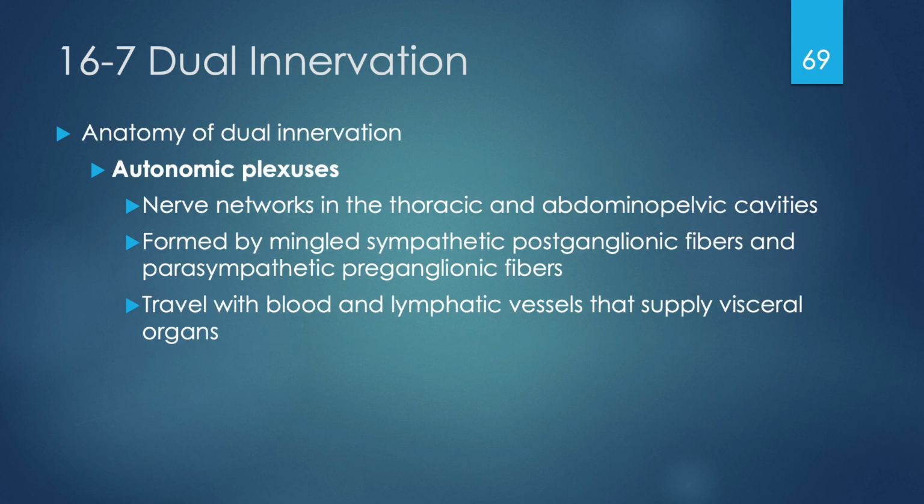In the thoracic and abdominopelvic cavities, we have autonomic plexuses, and these autonomic plexuses are really just where we have sympathetic postganglionic fibers meeting with parasympathetic preganglionic fibers. So this creates a series of networks of all of these fibers together that merge. And so these are going to travel along with blood vessels and lymphatic vessels to supply visceral organs. So we would call this vessel bundle a neurovascular bundle.